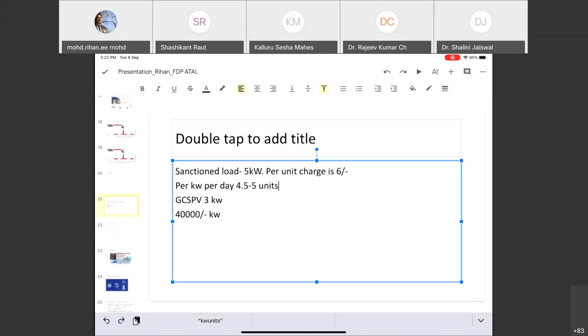Now, for the same case which we have considered and calculated, if I take into account the export also, if at some time the load is less in the house and the excess electricity is exported to the grid, then obviously that will be credited, that will be added to your credit and your ROI will further reduce.